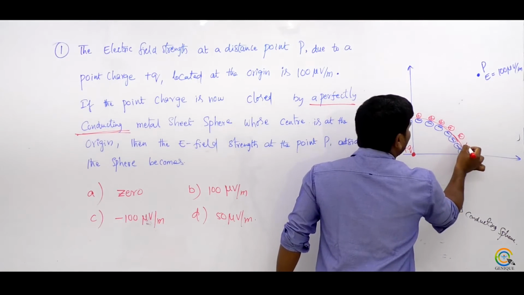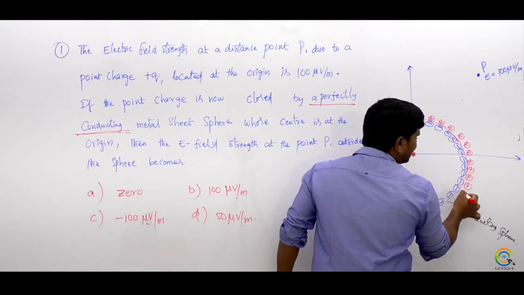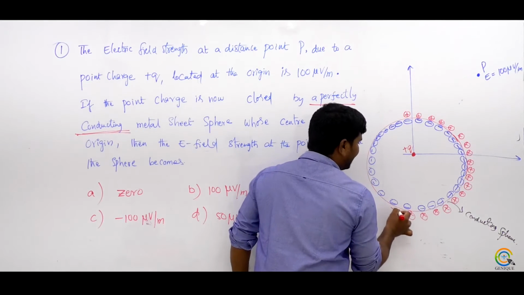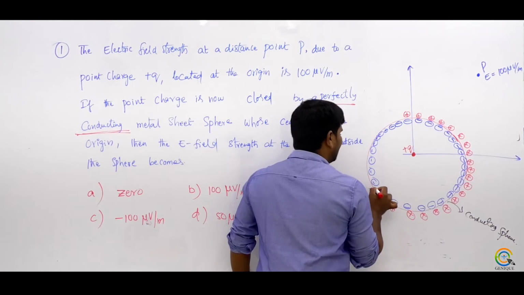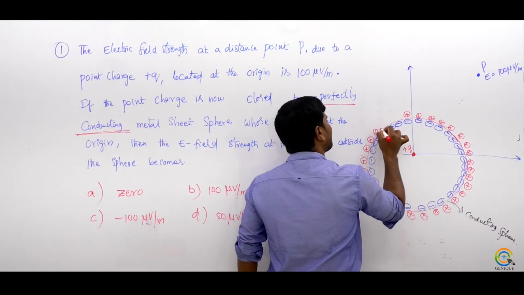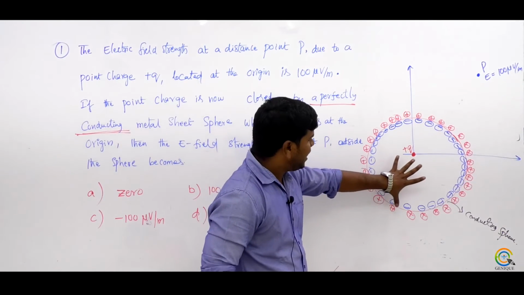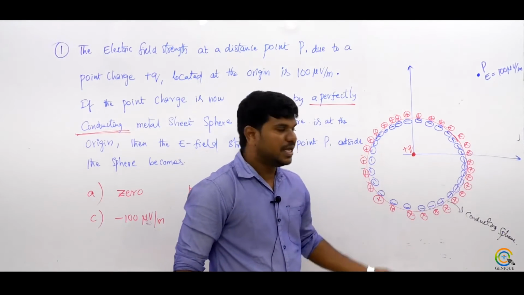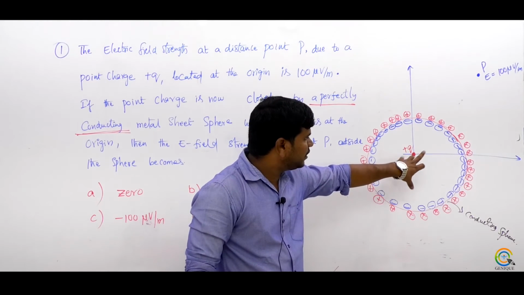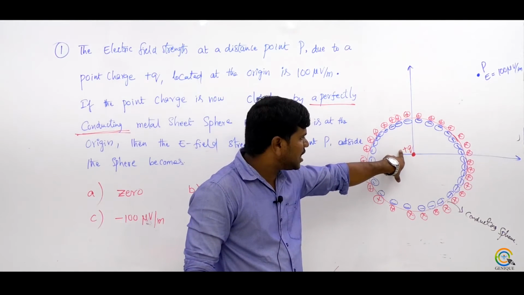Now you have to identify how much negative charge will be induced on the inner surface of the sphere. It is a fundamental question. How much negative charge will be attracted to the inner surface of the sphere? It is equivalent to the charge placed at the origin.